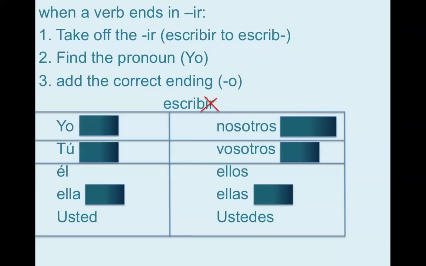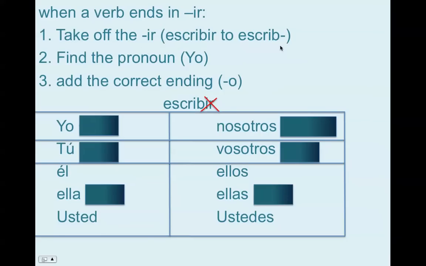Bueno, alright, so we already talked about verbs that ended in ER. Now we're going to talk about verbs that end in IR. It follows the same pattern as other verbs that we've learned. First, all you do is you take off the last two letters of the verb. In this case, you're taking off the IR.